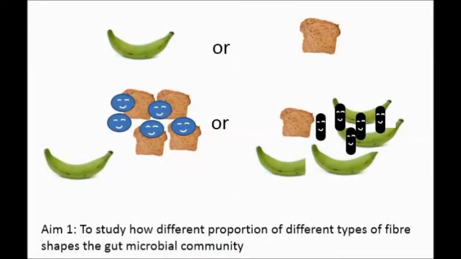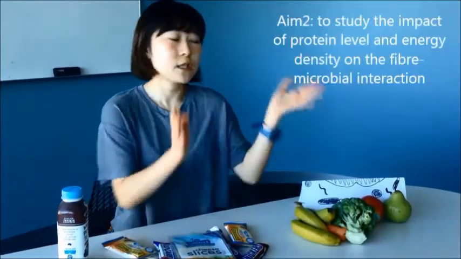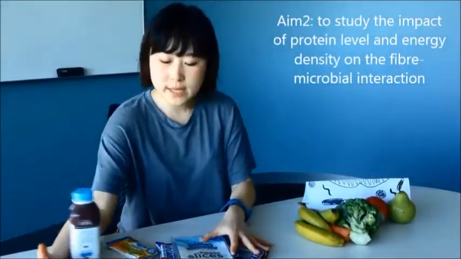So our first aim is to study how different proportion of different types of fiber shapes the gut microbial community. Does it mean you only eat fiber and nothing else? No, we need other food components as well, such as protein and fat, and the total energy density is important as well. So our second aim of this study is to look at the fiber microbial interaction within the context of different protein level and energy density, and we hypothesize this protein level and energy density difference will impact our interaction as well.